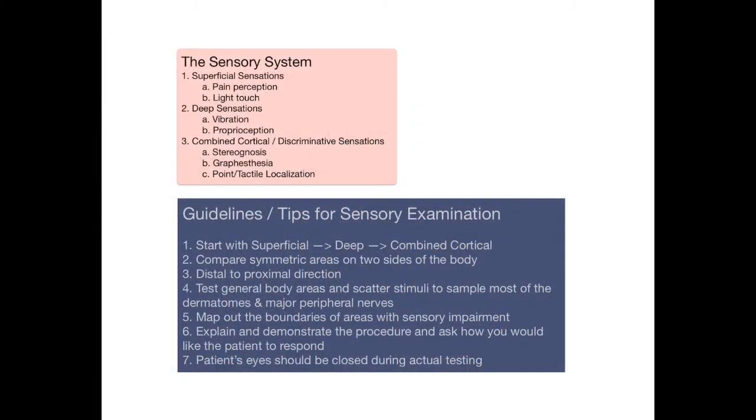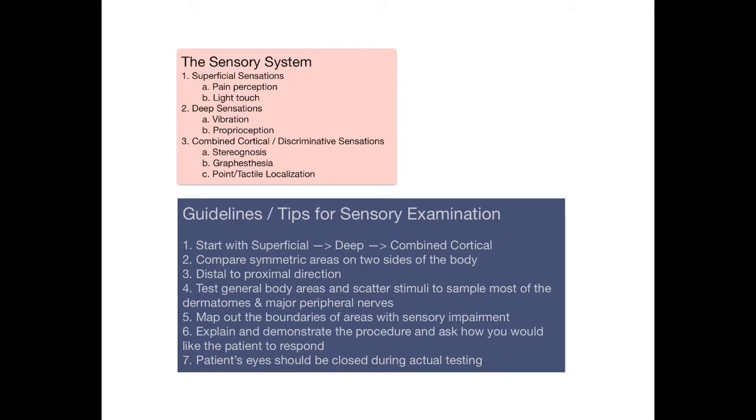For the deep sensations, we will test for vibration and proprioception, both of which are transmitted by your dorsal column medial lemniscal pathway. And for the combined cortical or discriminative sensation, we will test for stereognosis, graphesthesia, and point or tactile localization. Let's enumerate first the guidelines or tips for sensory examination.